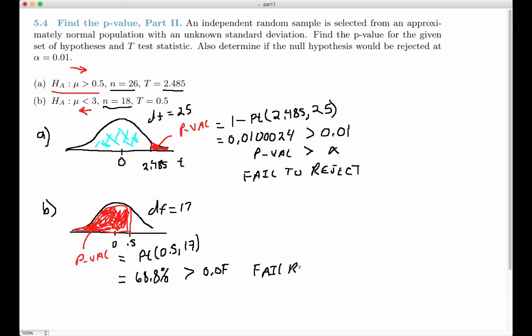Okay, so hopefully that helps a little bit with how to calculate the p-value based upon your t-test statistic. That's the point of this exercise.